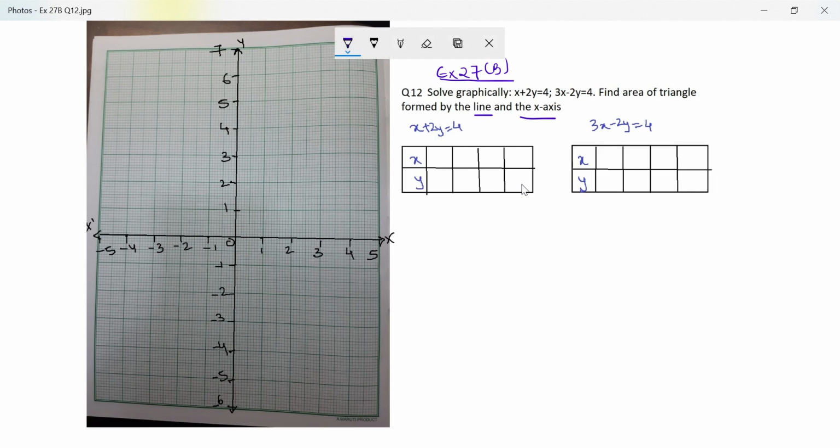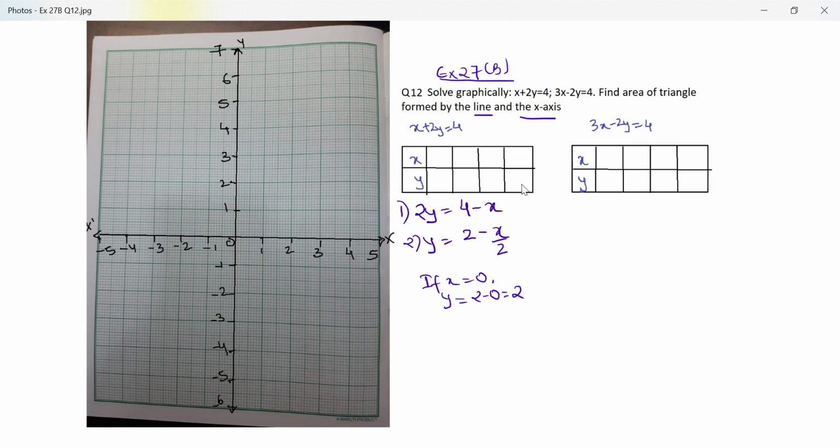So we'll look at the area later. Let's first solve these two graphically. This is my first equation, which means this can be written as 2y is equal to 4 minus x, which means y is equal to 4 upon 2, that's 2, minus x upon 2. Now I notice x is divided by 2, which means I'll take values of x as divisible by 2. If x is equal to 0, then y is equal to 2 minus 0, which is 2. So if x is equal to 0, y is equal to 2.